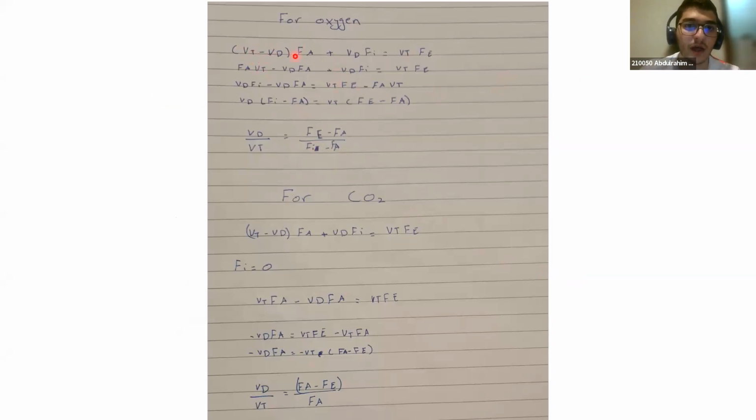So this is the main equation: the alveolar volume times the fraction of gases plus the dead space times the fraction equals the total tidal volume times the fraction of gases. Then I distributed FA. As you can see here, FA VT minus VD FA plus VD FI equals VT FE. Then I took VD to one side and VT to the other side, took VD as a common factor and VT as a common factor, and divided both sides. I came up with the same equation which the doctor used.